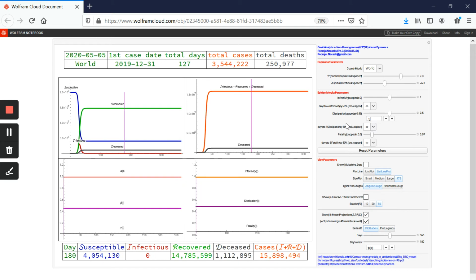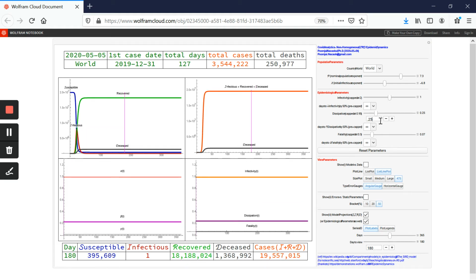Okay, it becomes immediately more severe. So it barely reaches the before. Now it's as much as 1/4 of the population that becomes currently infectious at one point. Now, if I lower the dissipation rate a little bit more, say 0.3, say 0.25, okay, that means the basic reproduction number becomes 4.